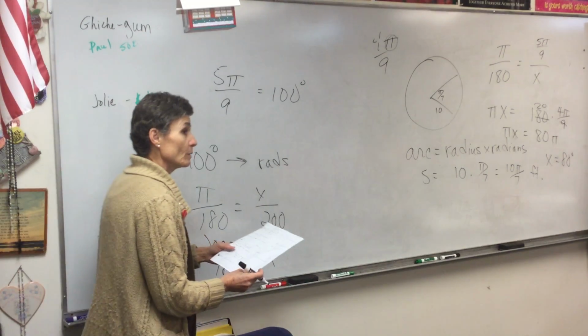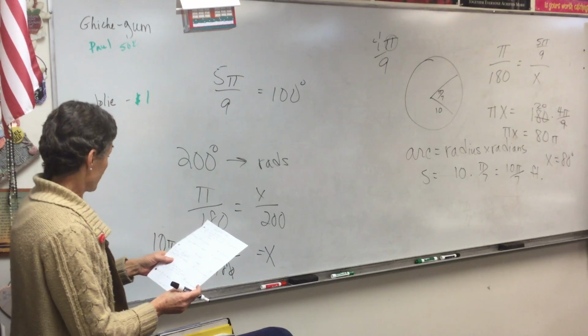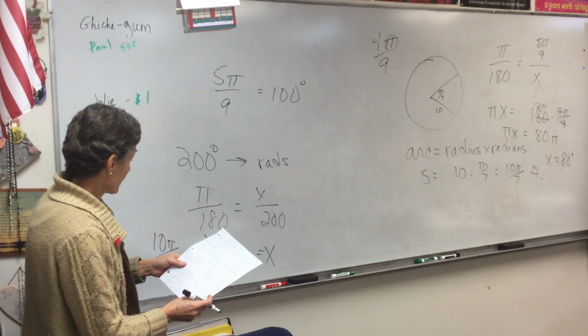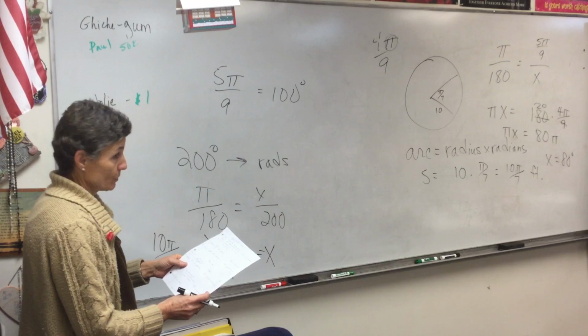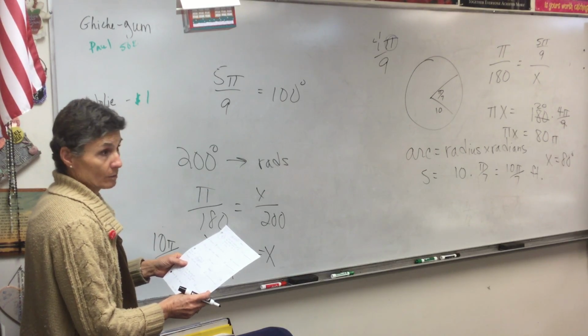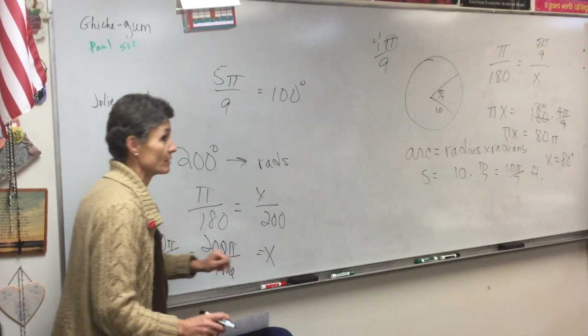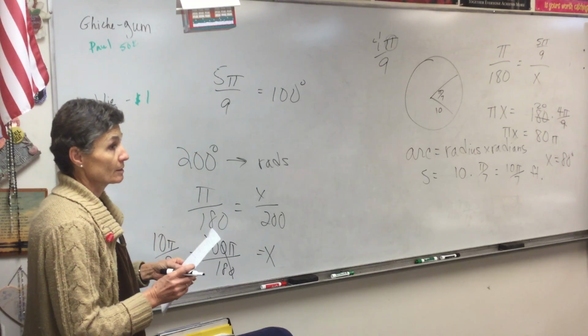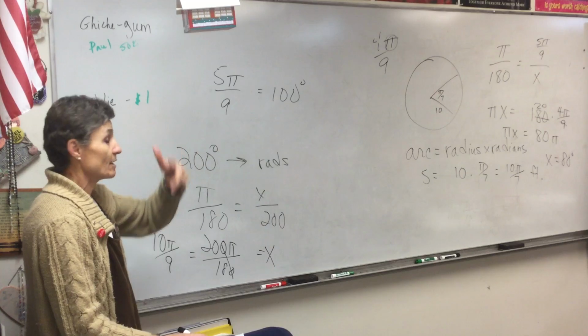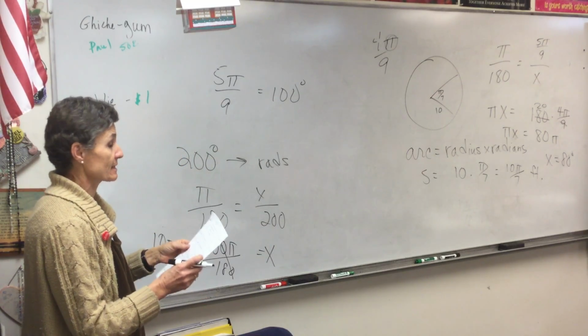Down at the bottom. What? Would the pi and the 180 not cancel out? No, they don't. They're different units. This is pi radians, that's 180 degrees. So they're equivalent, but they don't cancel each other. They're not the same thing.